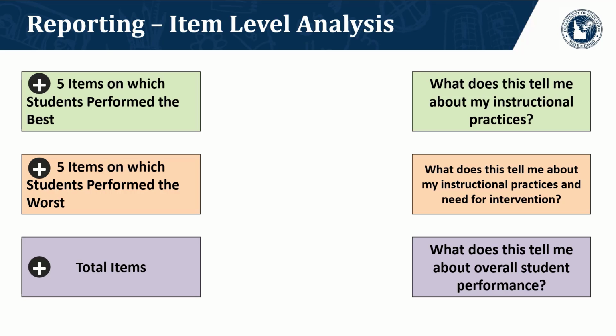Maybe they are all of a specific item type. Perhaps this was a concept you developed a really clever series of lessons for. At any rate, when analyzing those items, ask yourself, what does this tell me about my instructional practices? And can I parlay those successful instructional practices to assist with the 5 items on which the students performed the worst?